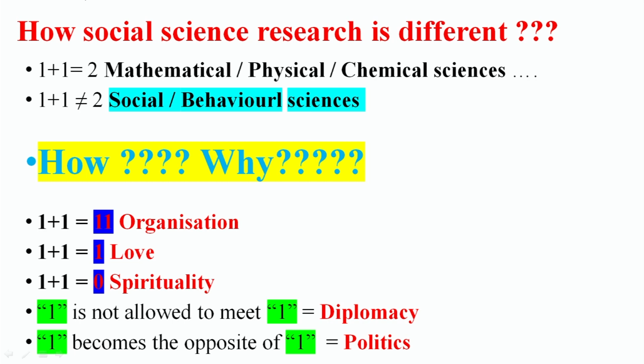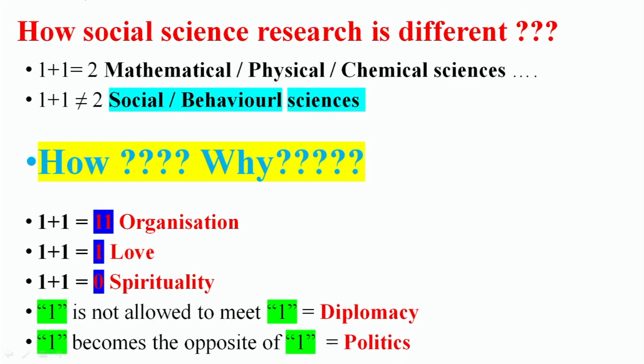So, when one becomes the opposite of one, we say that it is the political situation. Otherwise these two people would have come together, but they are not coming together because of political issues and various other things. So, these are the various possibilities of addition that we have in social sciences or qualitative research aspects. This we are missing in quantitative research methods.